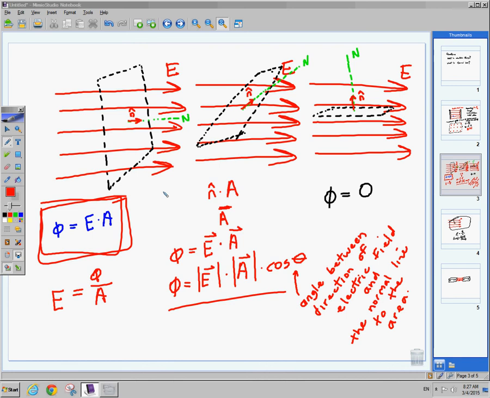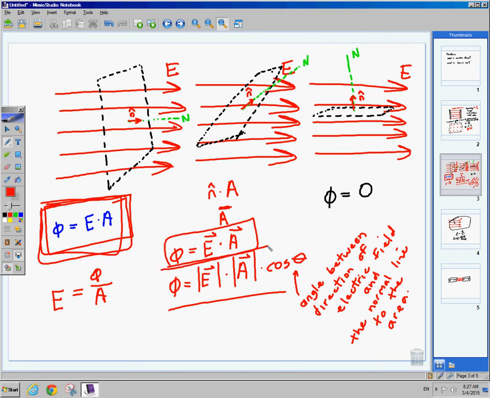So the amount of electric flux going through an area is equal to the electric field strength times the area. However, if the area is not perpendicular, then it turns out to be a dot product, and you have to bring in that cosine term.